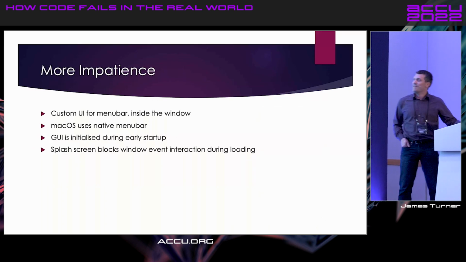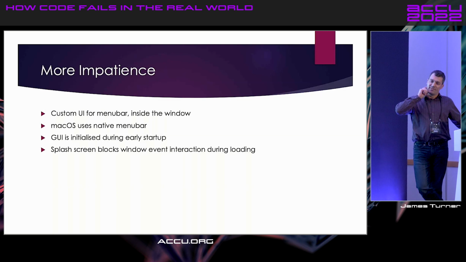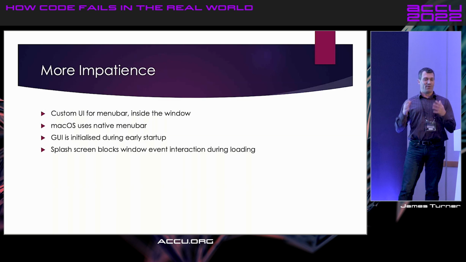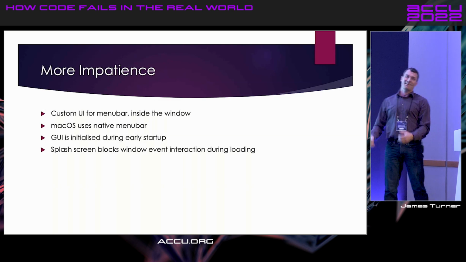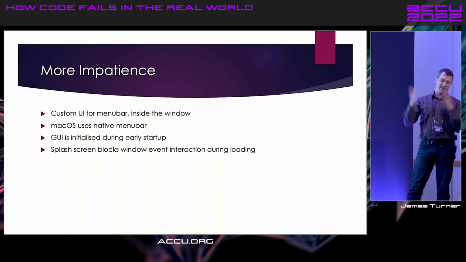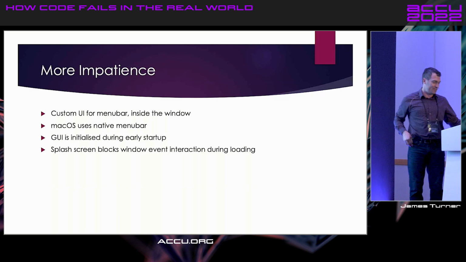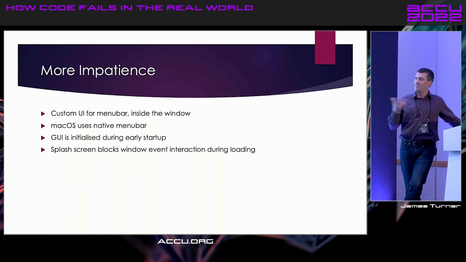More impatience. We have a custom UI thing we run inside the application. It puts a menu bar in the window. I'm a macOS user, therefore I believe the menu bar should be where Steve Jobs intended, at the top of the screen. So I added some code to use a macOS native menu bar at the top of the screen, not the window. That's where the system menu bar goes on Mac. Life is good. I was very happy because I had the menu bar where I wanted it to be. Everyone else carries on using the built-in menu bar.